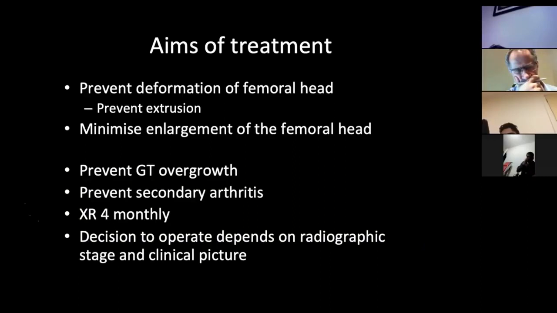So we want to try and prevent deformation of the femoral head. It's not always possible. We want to try and prevent extrusion, minimize enlargement. We want to prevent GT overgrowth. Because what happens is your capital growth plate stops growing and your GT growth plate keeps growing. So you get this whole concept of GT enlargement, right? We're going to have a look at that in a sec.